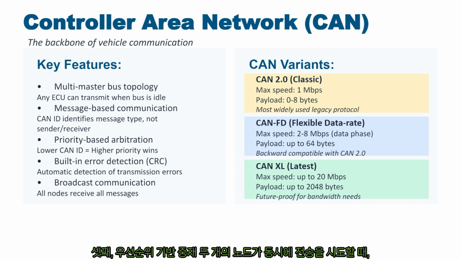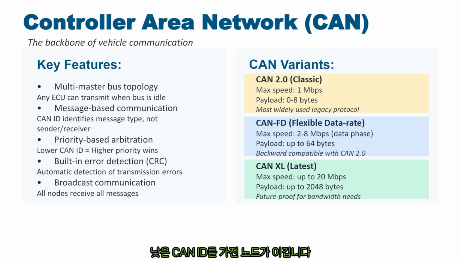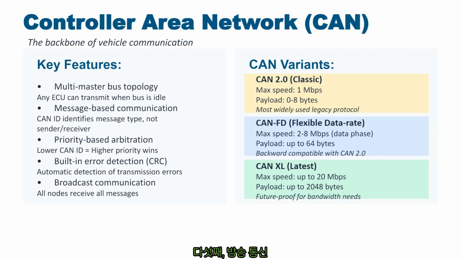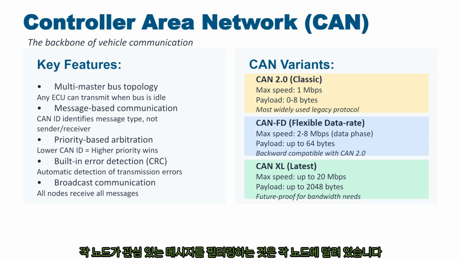Third, priority-based arbitration. When 2 nodes try to transmit simultaneously, the one with the lower CAN ID wins. Lower ID equals higher priority. This is automatic and happens at the bit level. Fourth, built-in error detection through CRC, cyclic redundancy check. The CAN controller automatically detects transmission errors. This makes CAN very reliable in harsh electromagnetic environments. Fifth, broadcast communication. All nodes receive all messages. It's up to each node to filter which messages it cares about.